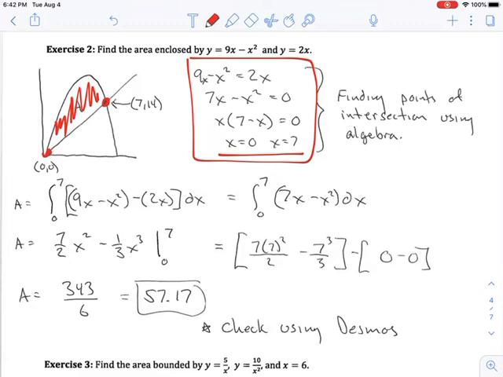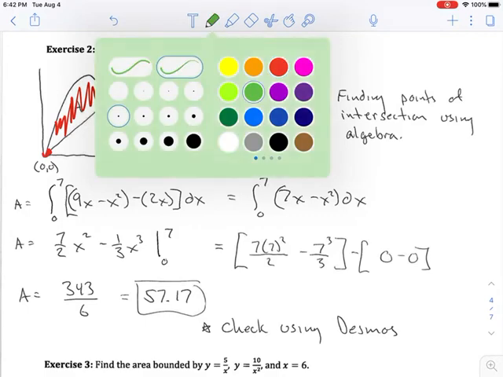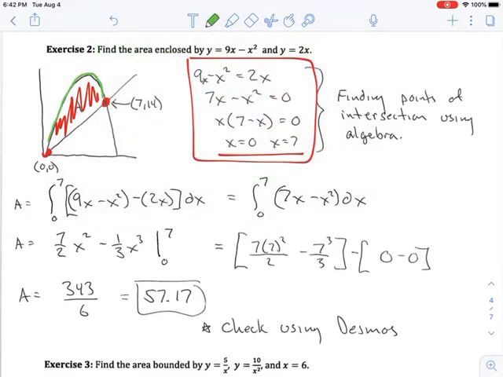So now we need to figure out what is the function on the top and what is the function on the bottom. Well, the function on the top is the upside-down parabola, which is 9x minus x squared. So that's going to be my first function, minus what is on the bottom, which is the line, 2x. So we have the integral from 0 to 7 of 9x minus x squared minus 2x. Simplifying that a little bit, always simplify first. Always, always, always simplify. It makes integrating easier. The more you can simplify, the fewer terms you have to integrate. And then from there, we just use the power rule.